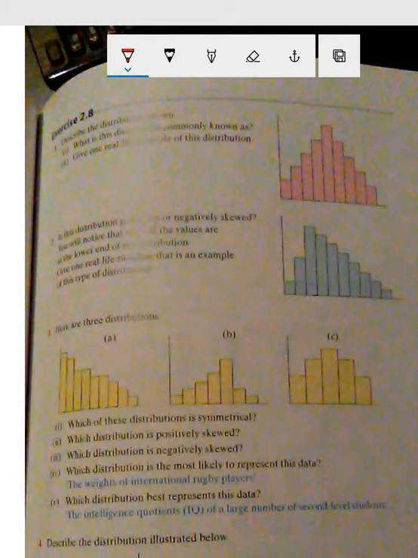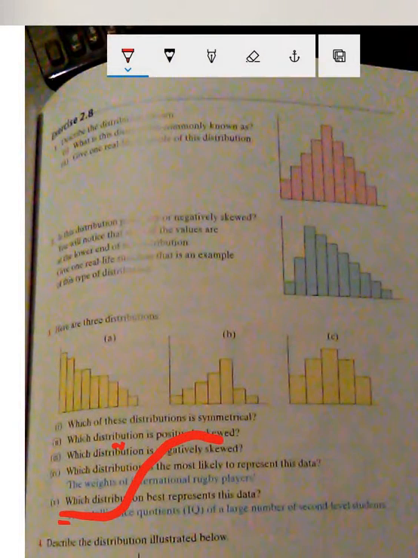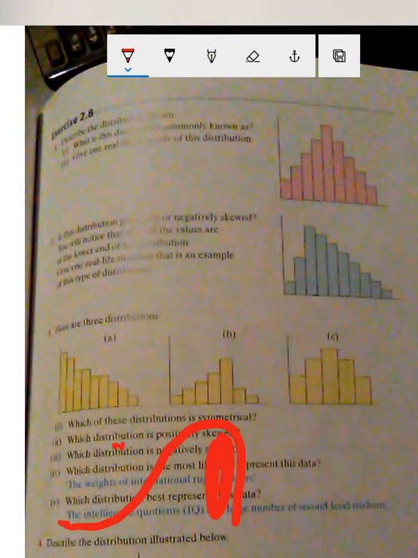Just before we finish, we'll look at these questions. Just to recap, we can have data like that, that's symmetrical. We can have data like this, where most of the data lies at the start of the curve, and that is called positively skewed. Or we can have data where most of the data is at the end, up here at the top, and that's negatively skewed.